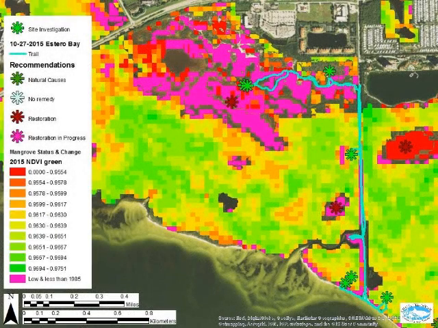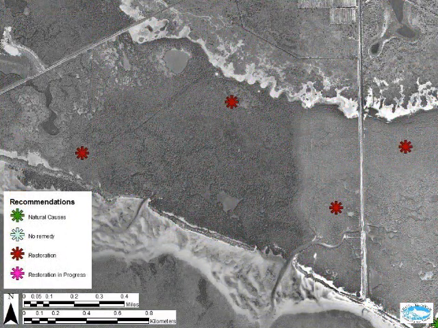This is off of Bunch Beach. This is Summerlin Road out to Sanibel. This is Jim Morse Road. And this is a large area of mangrove die-off. And we recommended some culverts to help with the flows around here. And this is what it looked like in 1953.